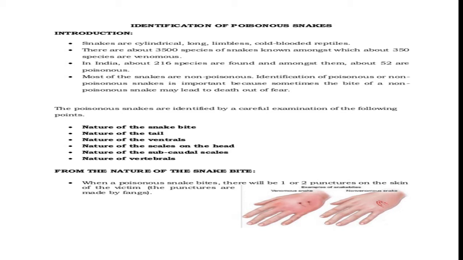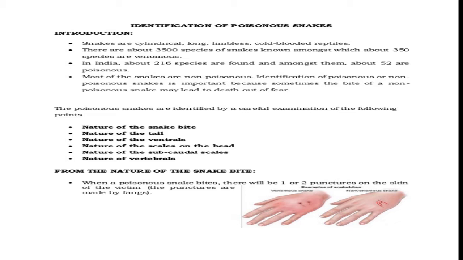These are the six features by which we can confirm whether the snake is venomous or non-venomous. First, let us start with the nature of the snake bite. As soon as the snake bites, we examine it: if there are around one or two punctures observed on the skin, then we can consider the snake venomous, or it may be poisonous.